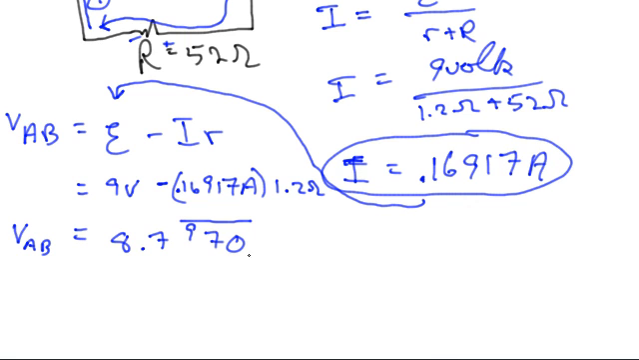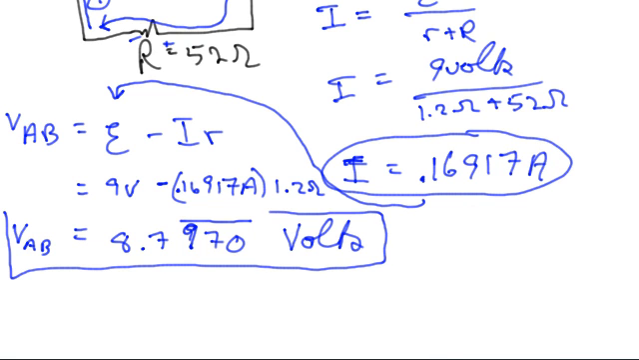I wrote down 5 digits. Only 3 of them are actually significant, so I'll put the bar over that one. And that's volts. Go ahead and write out the word volts there. So that's my answer for part B.